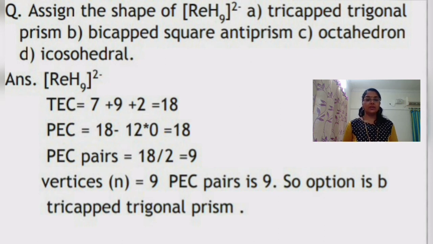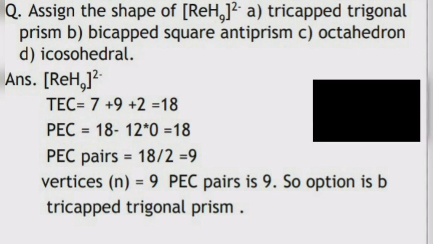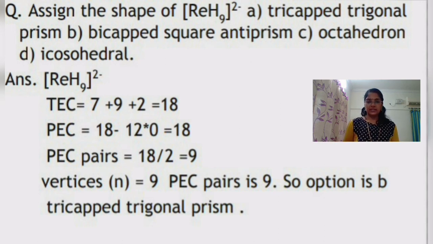When counting the polyhedral electron count, it will be the total electron count minus 12 into n. Here the number of metal atoms is 0, because we are already told that hydrogen is acting as the vertices and rhenium is present in the interstitial site of this cluster. So 18 minus 12 into 0 will be equal to 18. So the polyhedral electron pair count will be 18 by 2, equal to 9. So the number of polyhedral electron pairs obtained is 9. At that time the vertices should be 8.